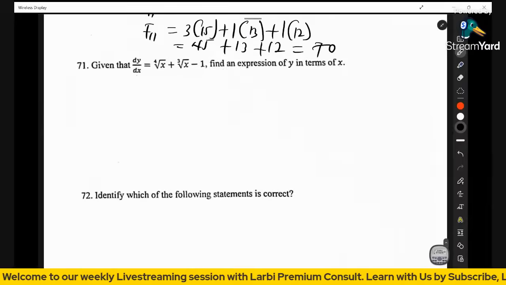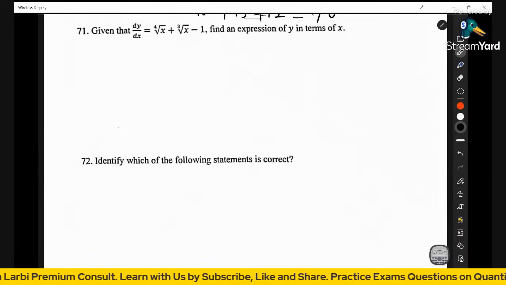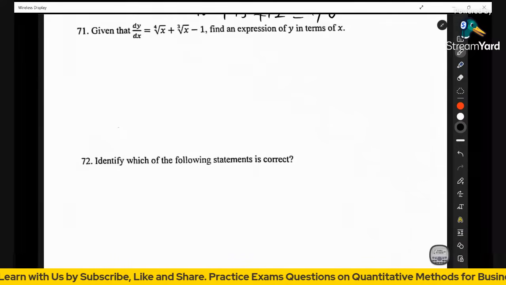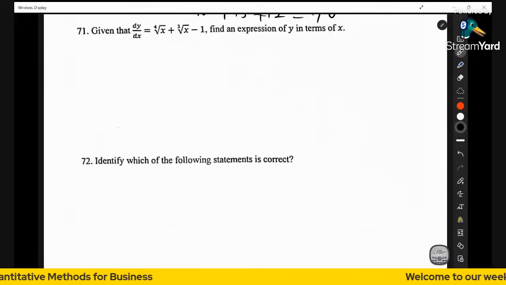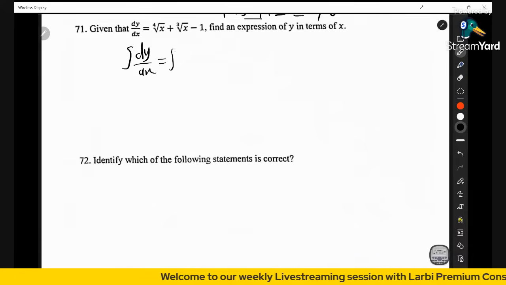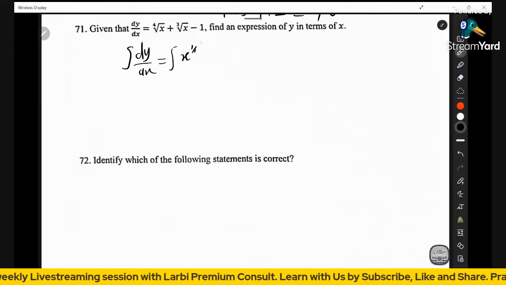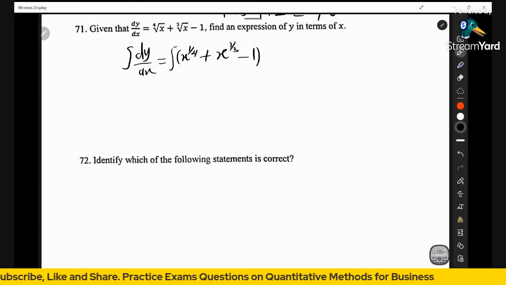Okay, so let's take note of that. Question number 71. Given that dy over dx is equal to the 4th root of x plus the cube root of x minus 1, find the expression for y in terms of x. So here it is just an integral, right? Remember, the 4th root of x can be written as x to the power 1 over 4. Then here it can also be written as x to the power 1 over 3, minus 1. We also have dy over dx, so no need for this.